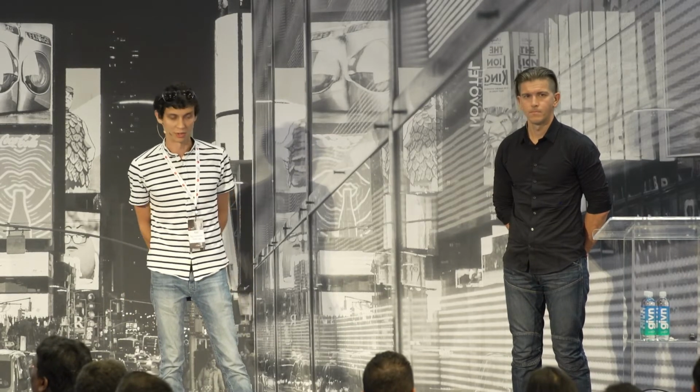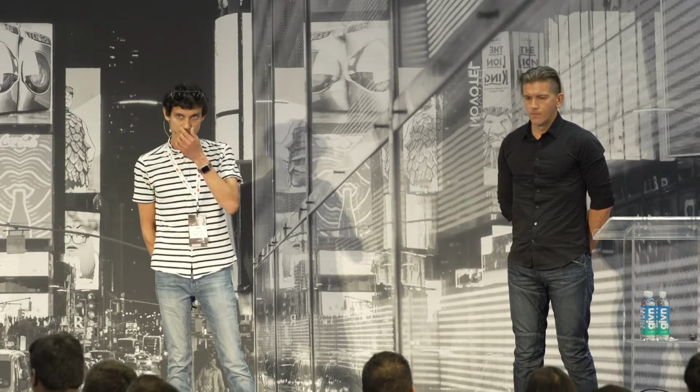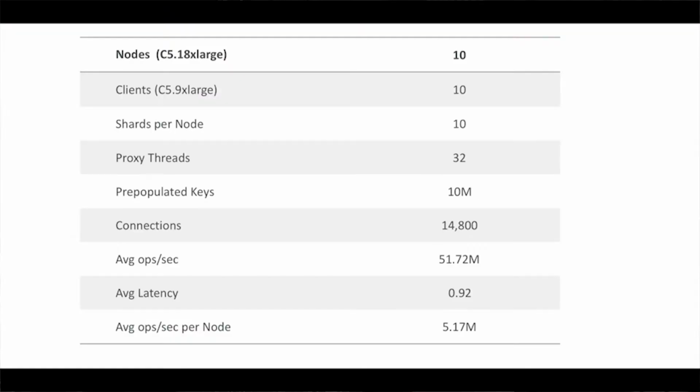What is NUMA tuning? This is basically balancing the proxy threads between the NUMA nodes, between the CPU sockets, and binding the CPU and memory of the Redis process to a specific NUMA node. This is it. We are ready to scale now, and I will show you a short video demonstration.